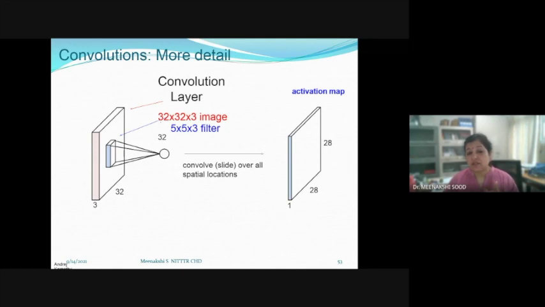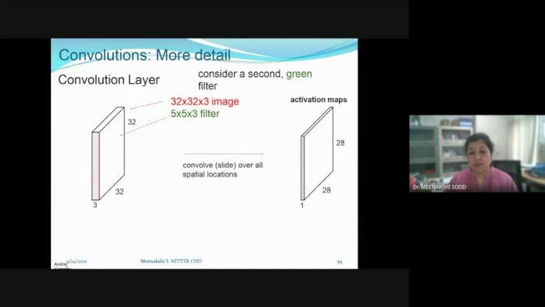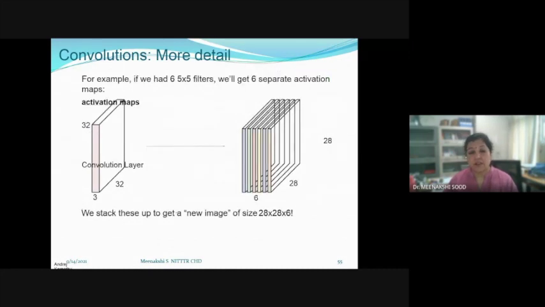So you see a 32 cross 32 image, and 5 cross 5 cross 3 is the filter. We call it convolution because we are doing the dot product. The filter slides over the image, and we get one map of 28 cross 28 with depth 1. This was for the colors, RGB. I show it for the blue filter and the output is blue. Then we use the green filter and get another output, which is green. Then we use the red.